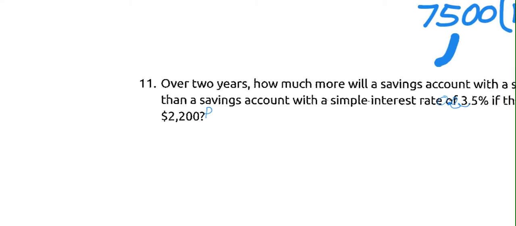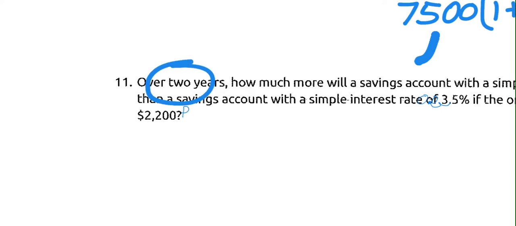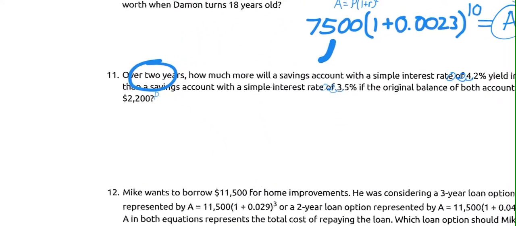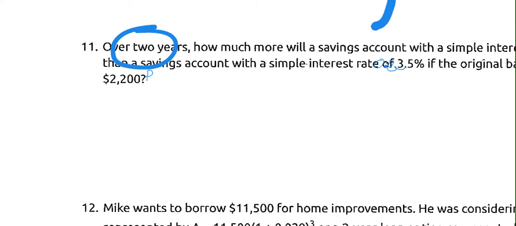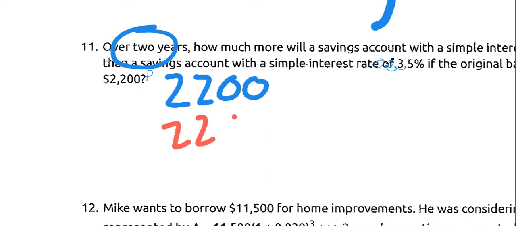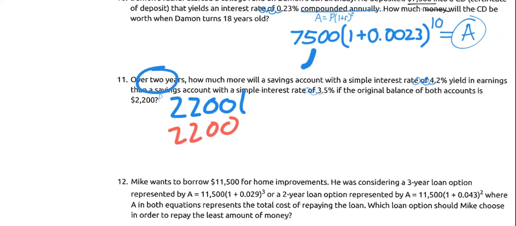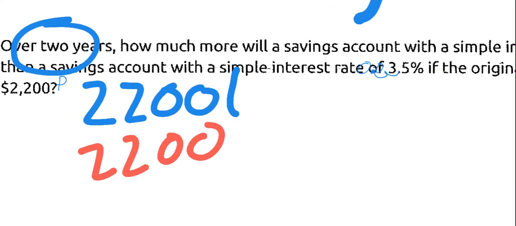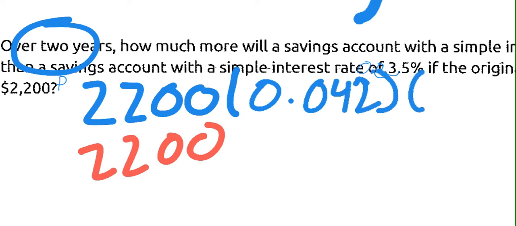And now our time says over 2 years. Didn't give us a number, so you gotta watch out for that kind of stuff. It's pretty much the same thing as numbers 8 and 9. Same exact thing. So I'll do one in red, I'll do one in blue. We've got $2,200. That's going to be for both of those setups, because we're using I equals PRT. Our rate is going to be 0.042, and this can be over 2 years.